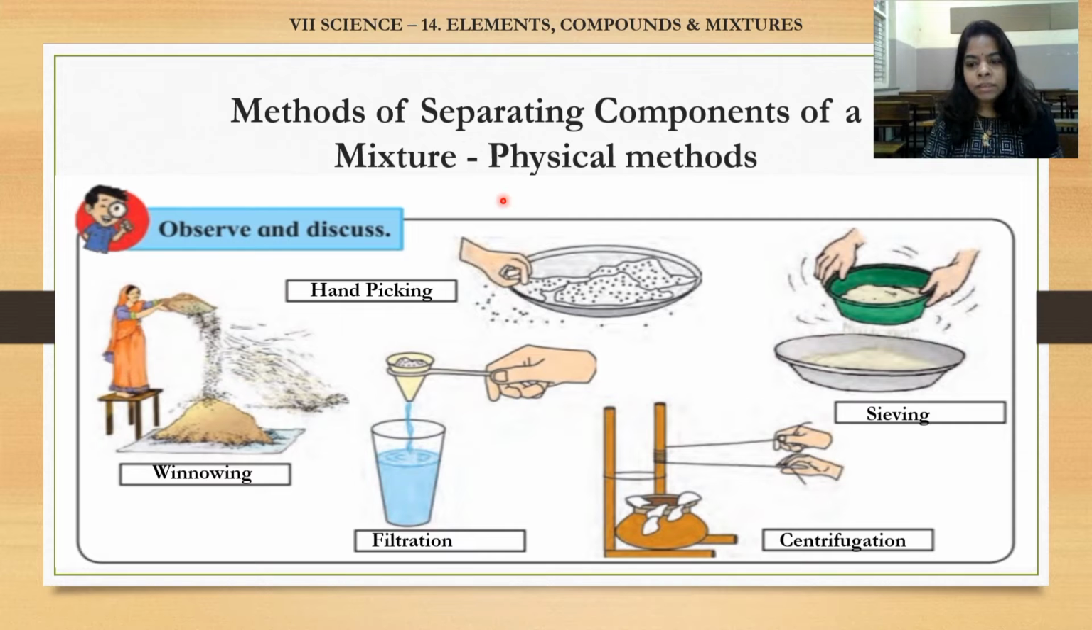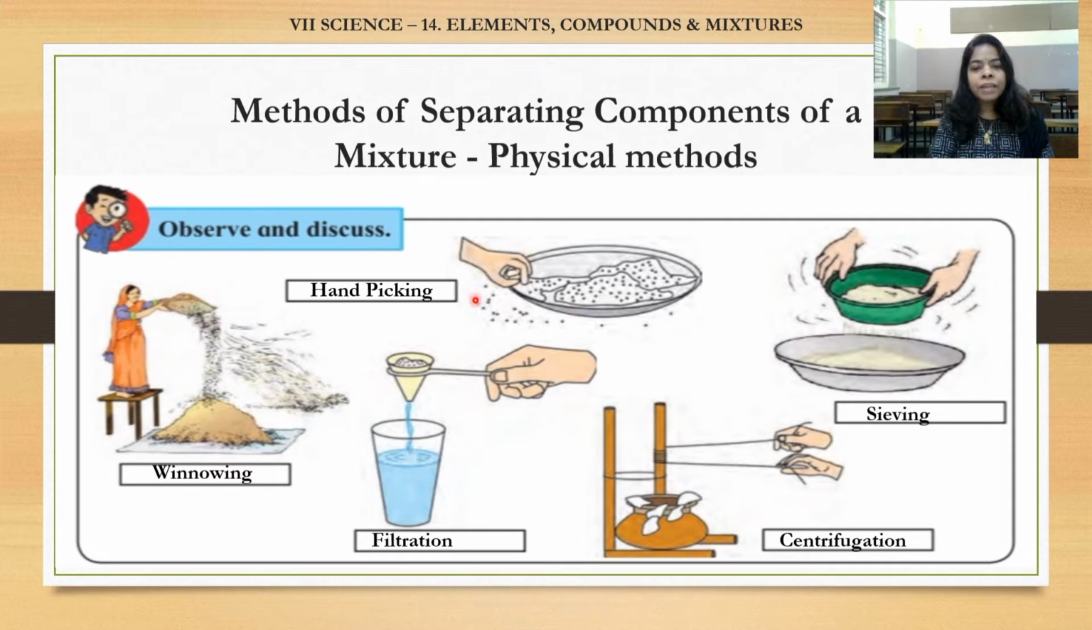Now let us see how we are going to separate the different components of mixtures by using physical means as well as by using chemical means. First, let us see the physical methods of separating the components of a mixture. This lady is standing on the stool and she is letting the wheat and the husk come down. She is throwing it from a height. Then what is happening? The husk is getting separated and the wheat is getting separated. So this is the winnowing method.